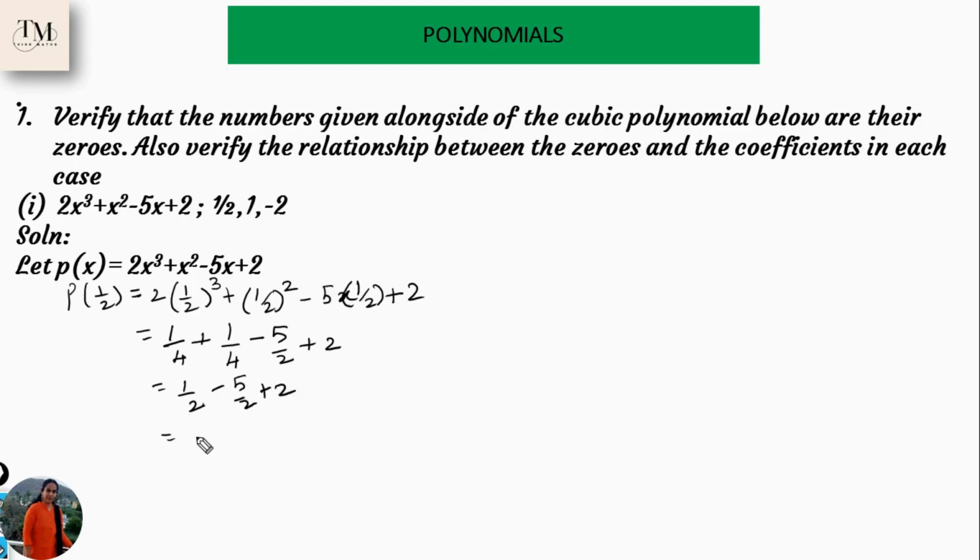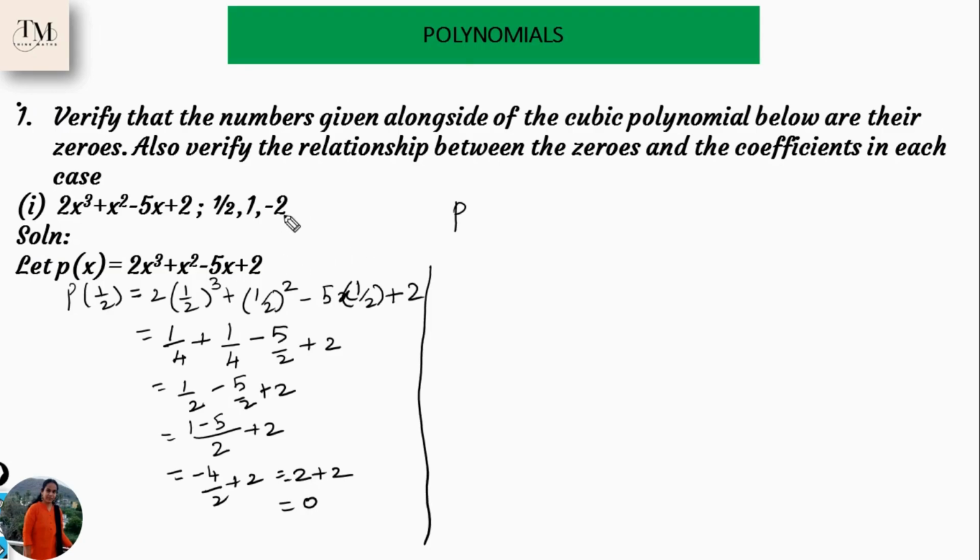In the first two terms, we are going to take LCM as 2. So 1 minus 5 is minus 4, divided by 2, plus 2. So minus 4 by 2 is minus 2, and minus 2 plus 2 is equal to 0. So now we are going to check the next term. The next value is 1. So what is P of 1?